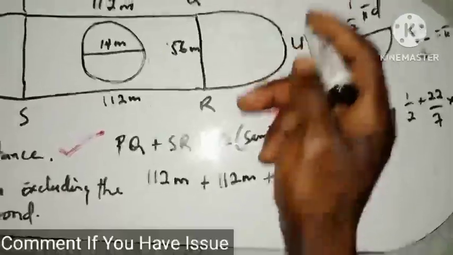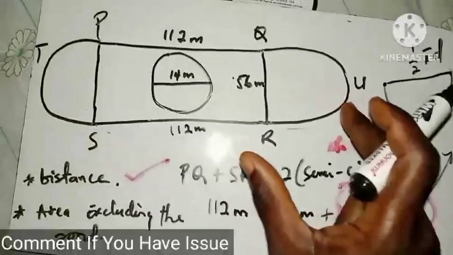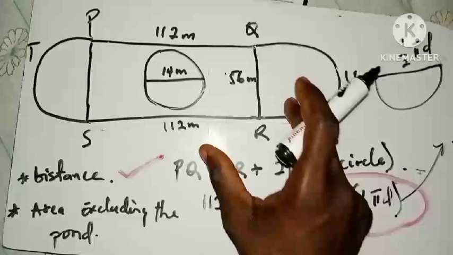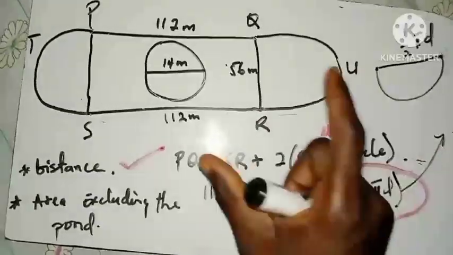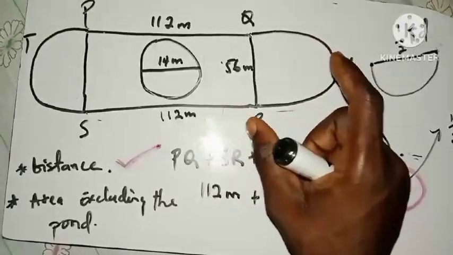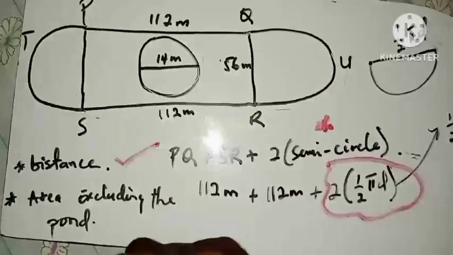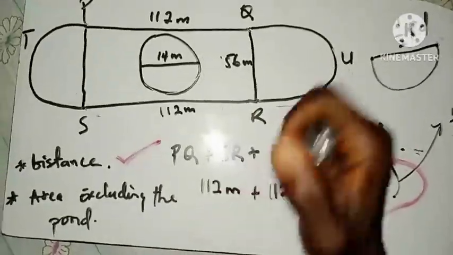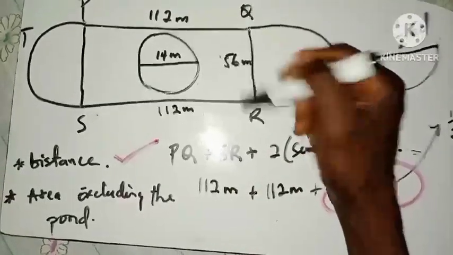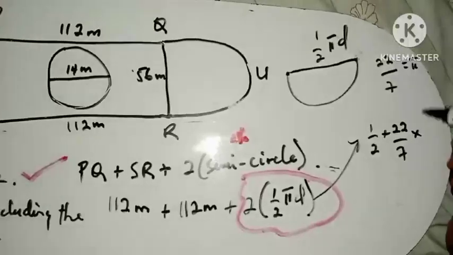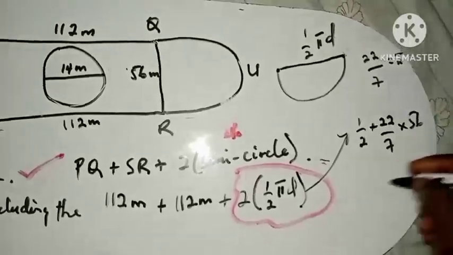Look at something. One thing about this type of questions, you have to make sure that you make use of every figure that they have given to you, right? So every dimension that they have given to you, you have to make good use of it. That is very, very important. So this is going to be our dimension Q to R, right? So from here to here, which is 56 meters. So we are going to multiply this one by 56 meters.